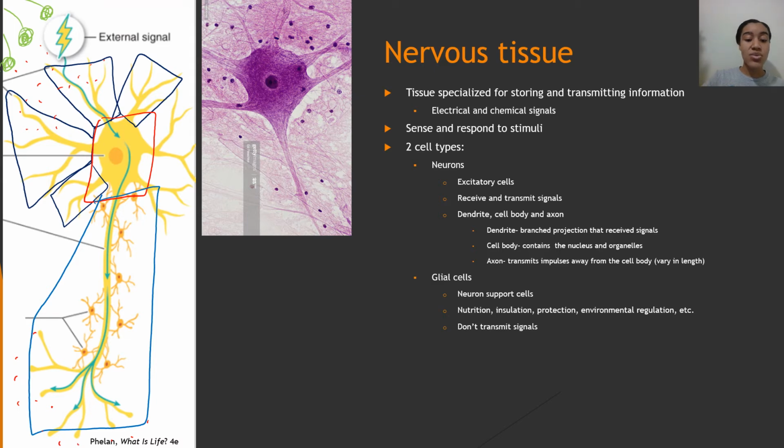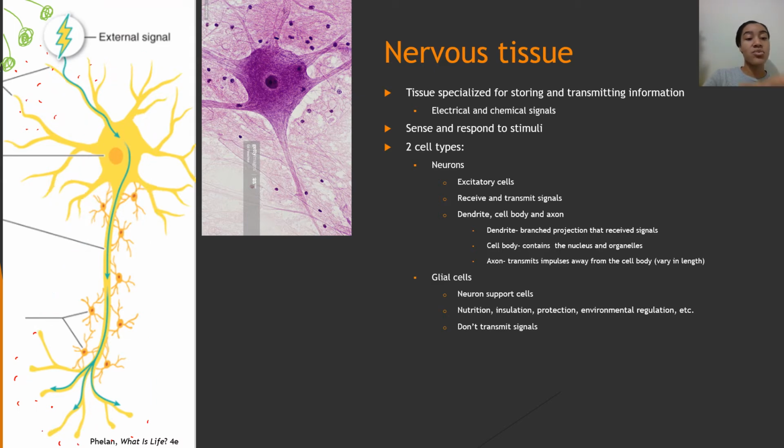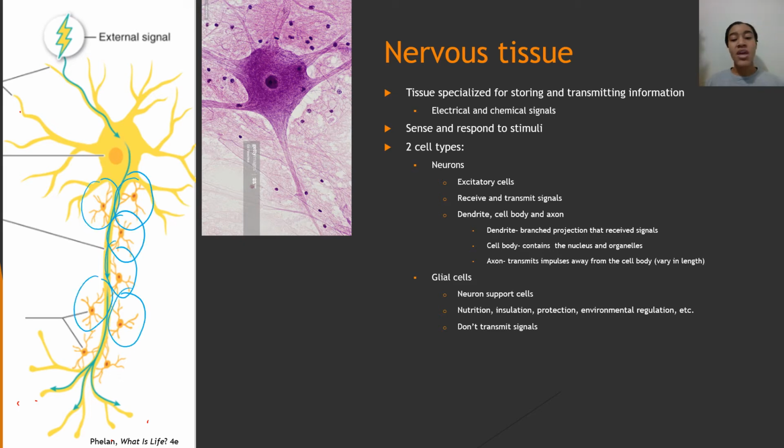In addition to neurons, there are other cells that play a major role in the functioning of the nervous system. These are the glial cells. Glial cells can be seen in this image as these orange cells all along the axon of this neuron. They're basically like the support staff for the neuron. They provide nutrition, insulation, and protection. They regulate the environment for the neuron. Basically anything the neuron needs, these glial cells do it. So neurons would not be able to perform their function as well without these glial cells.